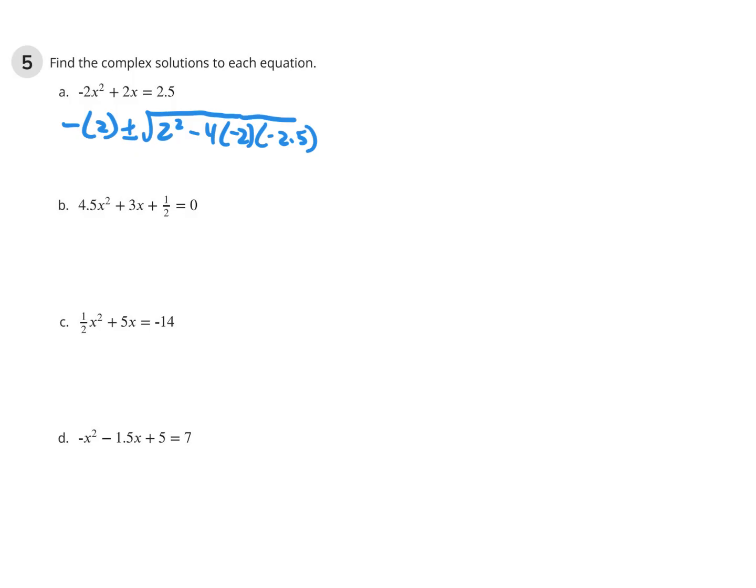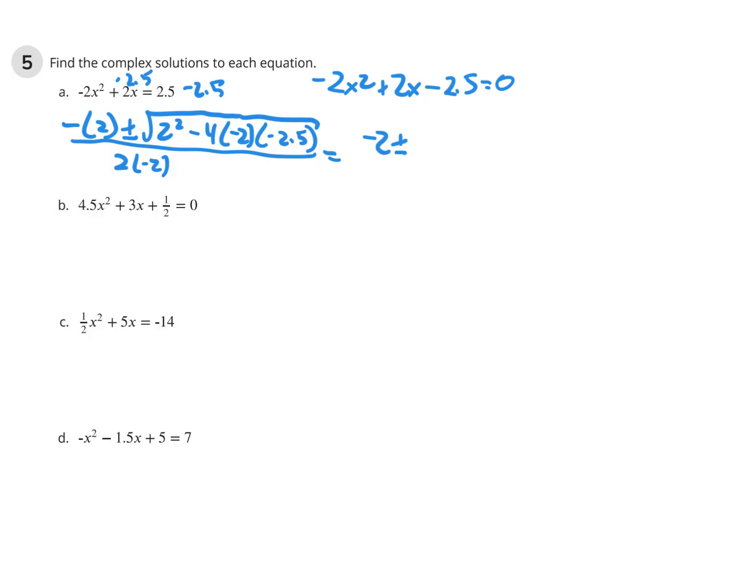Now, how did I get negative 2.5? Well, you had to subtract 2.5 from both sides because this is not equal to 0. So this becomes negative 2x squared plus 2x minus 2.5 equal to 0, all over 2a, which gives us negative 2 plus or minus the square root of 4 minus 20, all over negative 4.